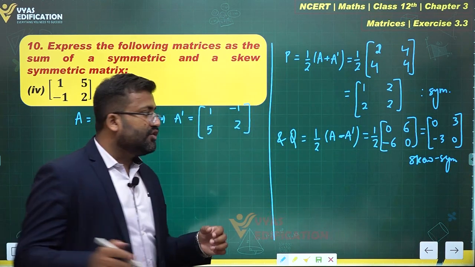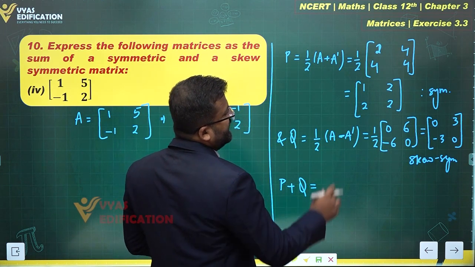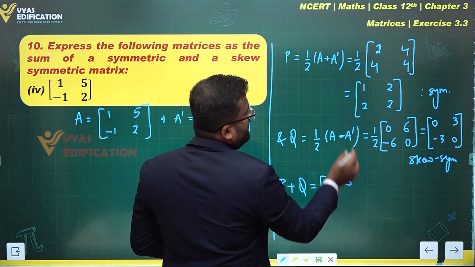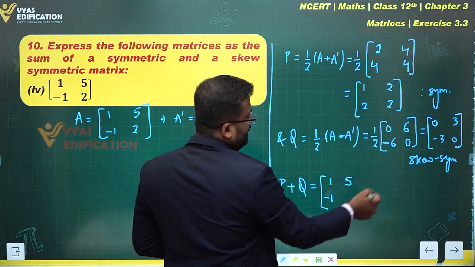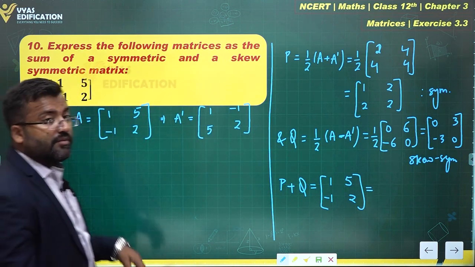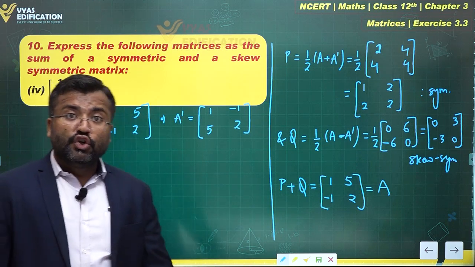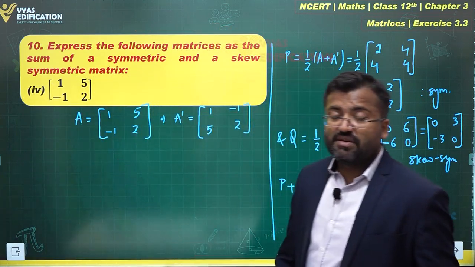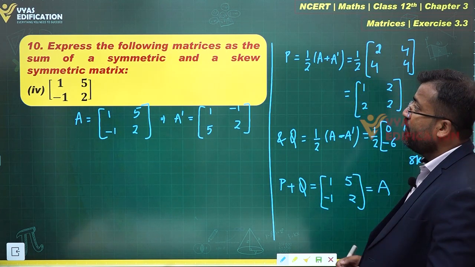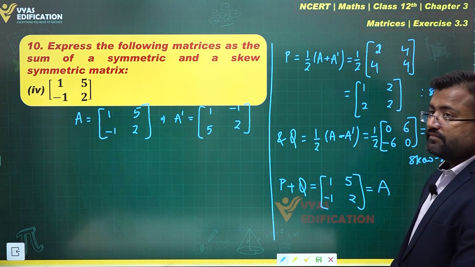And the sum of these two matrices, P plus Q, if I find P plus Q, what is that equal to? 1 plus 0 is 1, 2 plus 3 is 5, 2 minus 3 is minus 1, and 2 plus 0 is 2. And is this equal to this given matrix? Yeah. So the matrix A has been written as the sum of two matrices, one of which is a symmetric matrix, the other is a skew symmetric matrix, as you can clearly observe over here. That is all for this question, as you can clearly see, right?